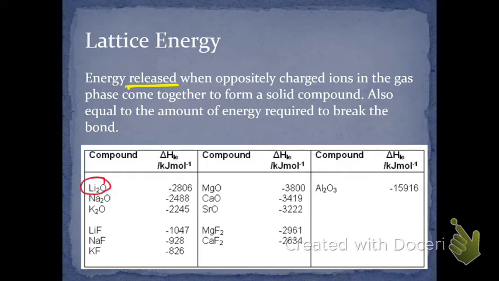So, for example, if I want to make Li2O, lithium oxide, the amount of energy released is negative 2,806, and this would be kilojoules per mole. I won't worry about this, you don't have to know the numbers. But the key here is it's negative. Remember, negative means release, negative means exothermic. So all these numbers are negative because this is the amount of energy released when these lattices are formed.